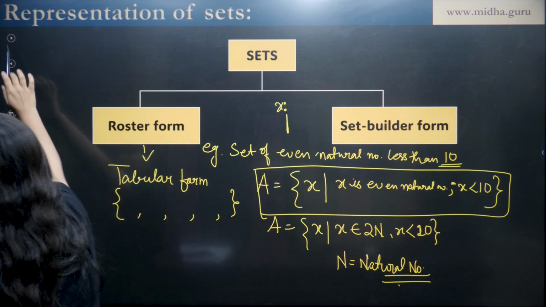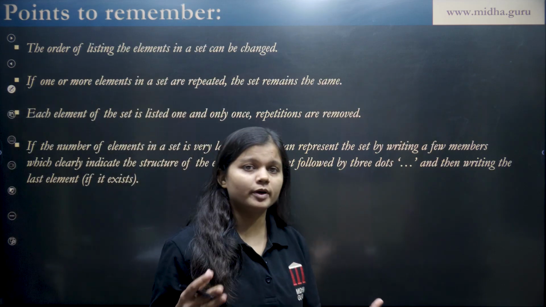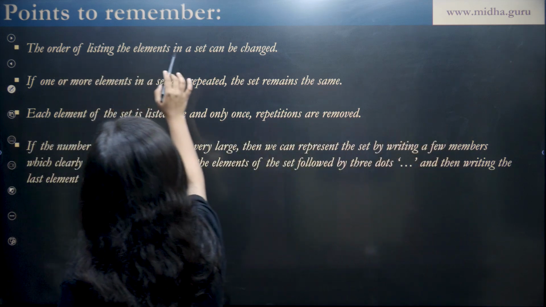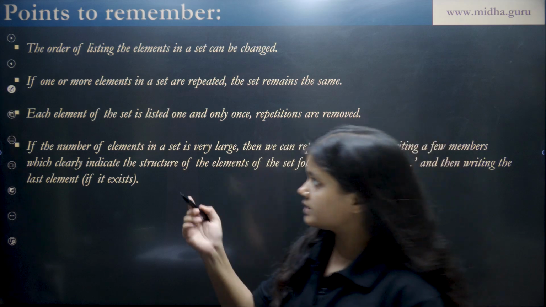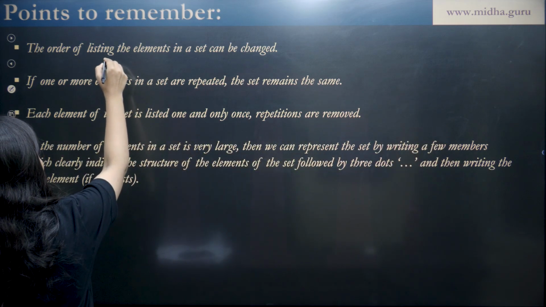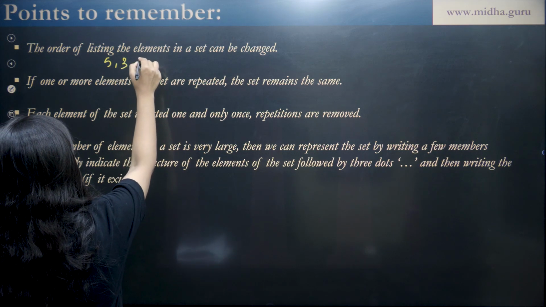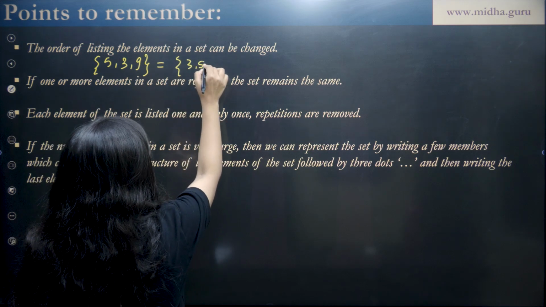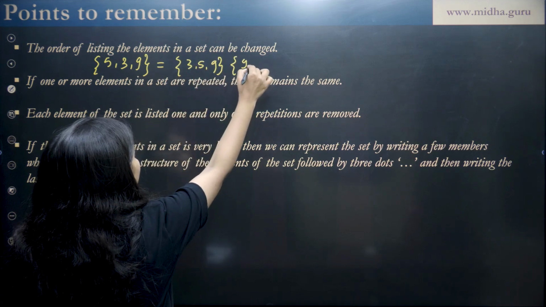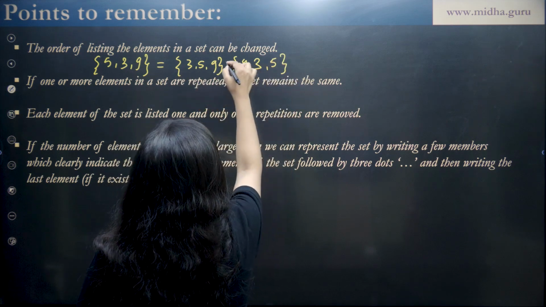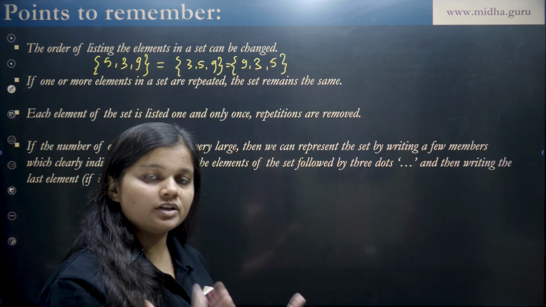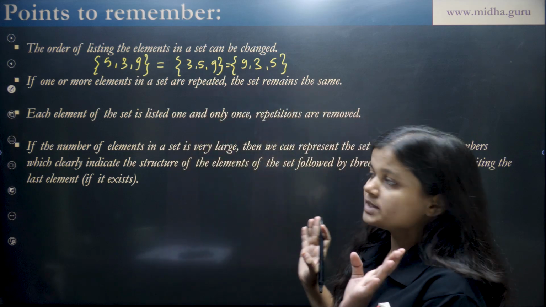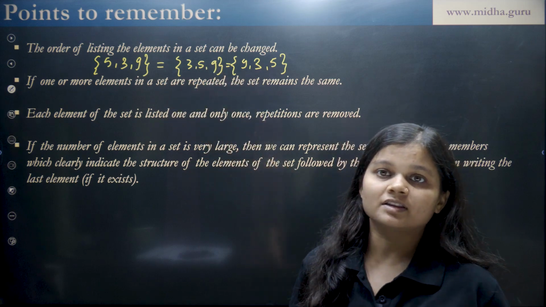So let's move forward. We have to remember some points. We have to look after some points while writing the set. First is the order of listing the elements in a set can be changed. For example, let's understand this with the help of an example. Let us say a set consists of 5, 3 and 9. Okay, so it can also be written as 3, 5, 9, or 9, 3, 5. All these three sets are equal. The order can be changed, right? But the elements should be the same. The order can be changed, but the elements should be the same. So it does not affect the set.